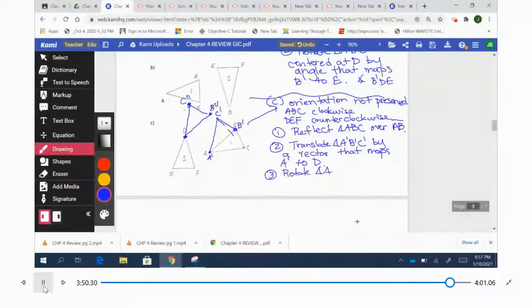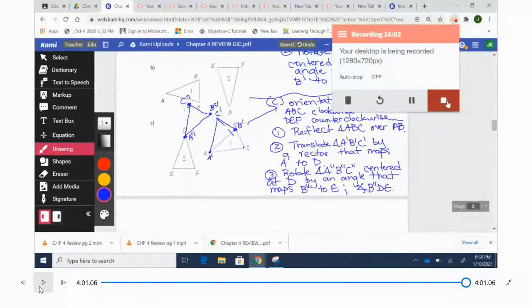Now the rotation looks a little strange on this one, right? B has to go all the way around to E though. Obviously C would go to F. Centered at D again. And that's it for page 4. Or I'm sorry, page 3 of chapter review 4.